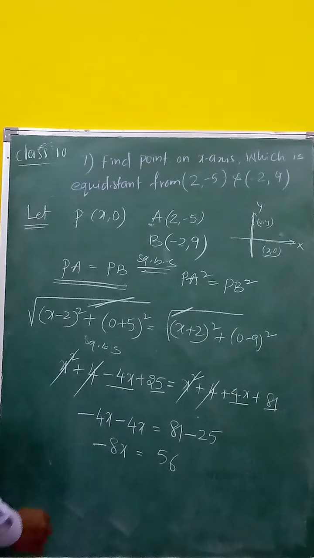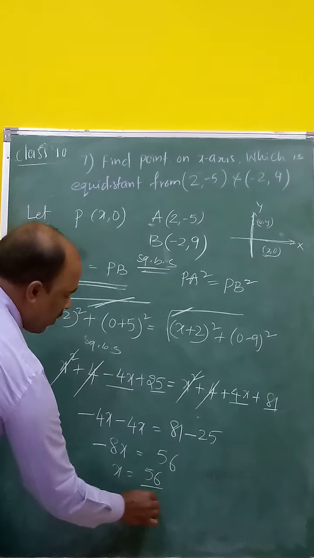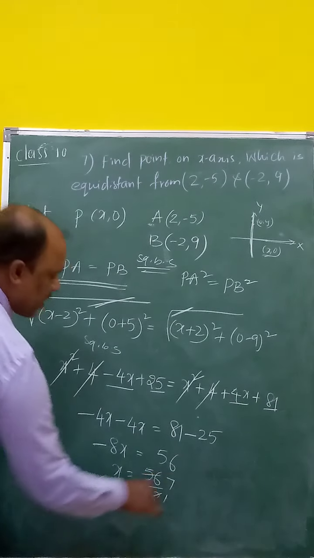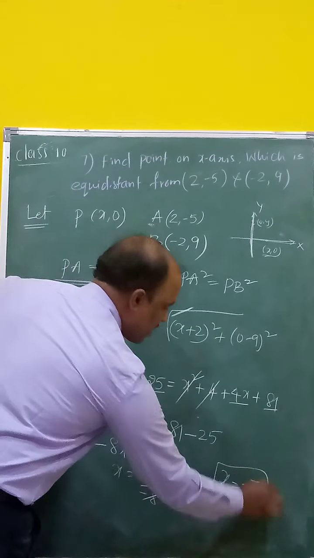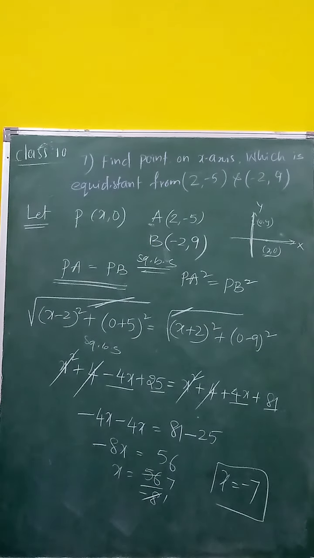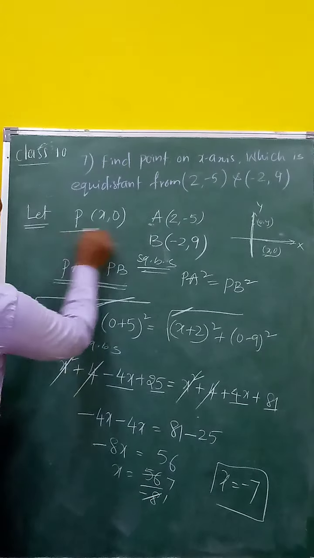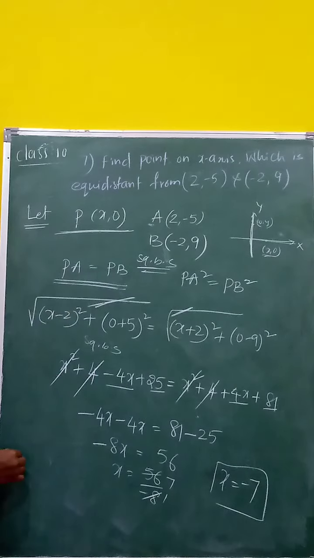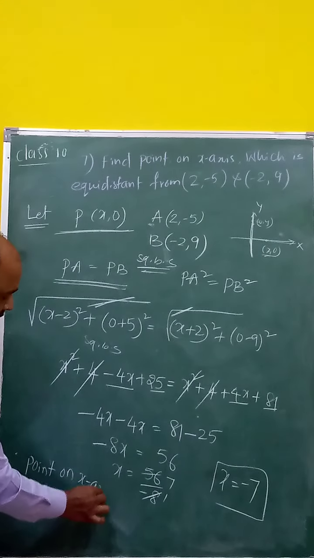Now transpose minus 8 to the right side: x is equal to 56 by minus 8. Cancel, 8 sevens are 56. Then x is equal to, what is the answer? Minus 7. The x value is minus 7. What is being asked actually? Find the point on the x-axis. What we assumed here is P(x, 0). Therefore, the point on the x-axis is (-7, 0).